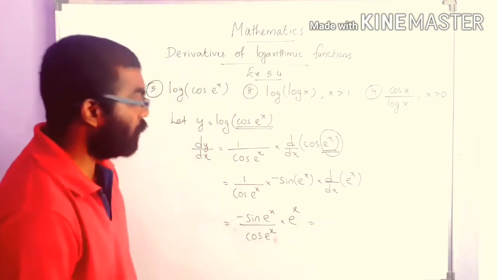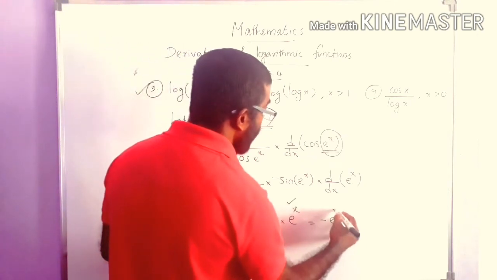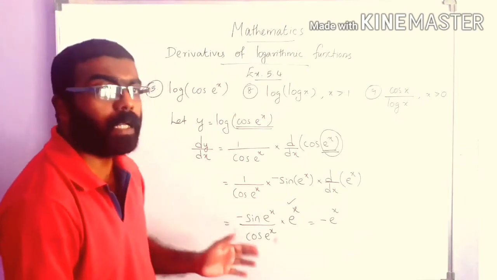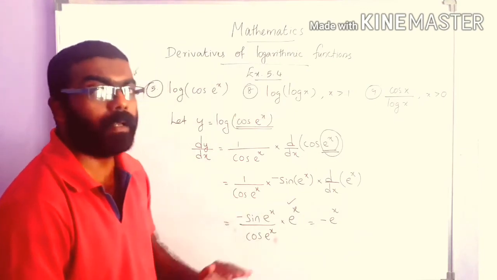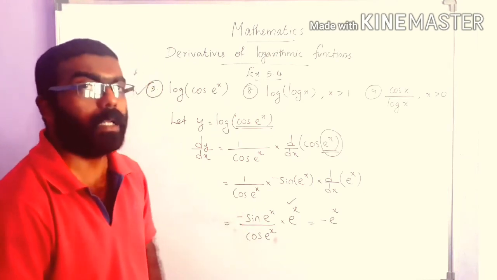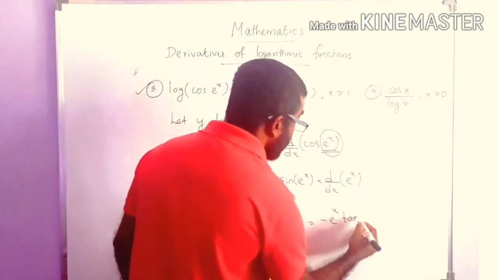So the final answer becomes minus e raised to x, sin by cos. Sin x by cos x is what? Tan x. Okay. So sin e raised to x divided by cos e raised to x can be written as tan e raised to x.